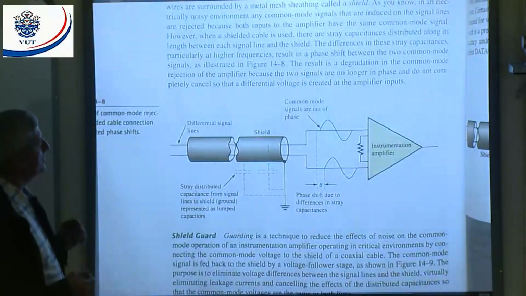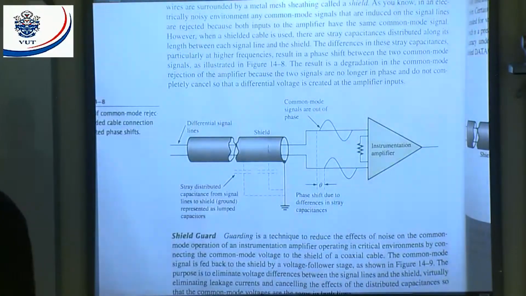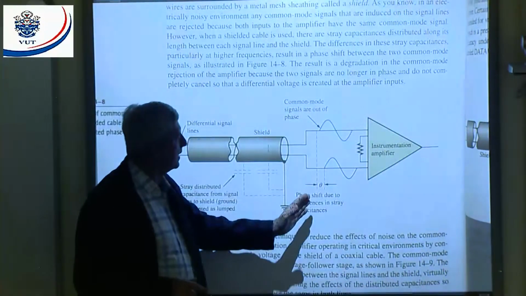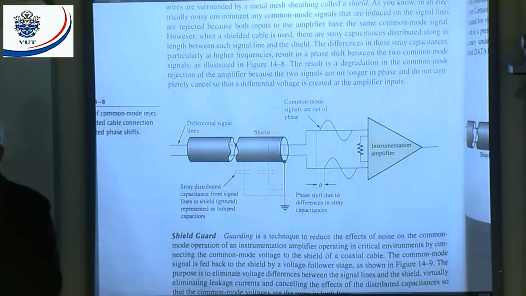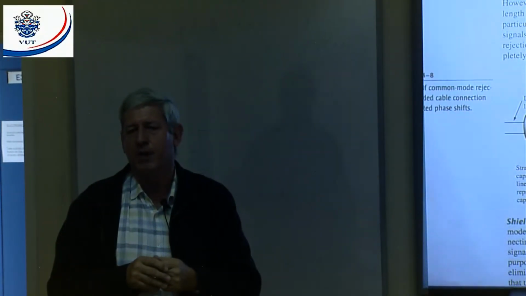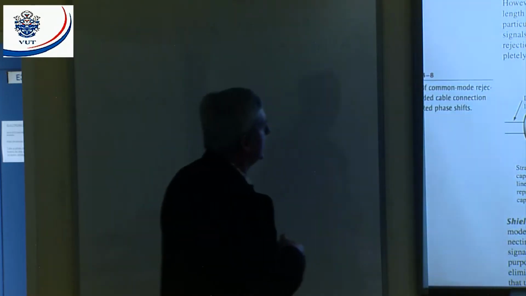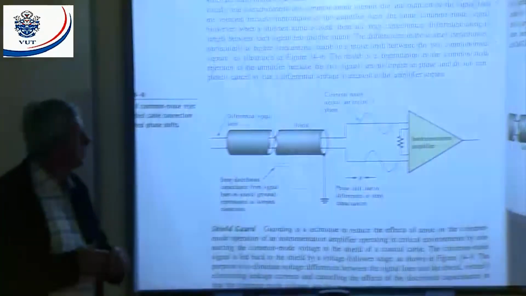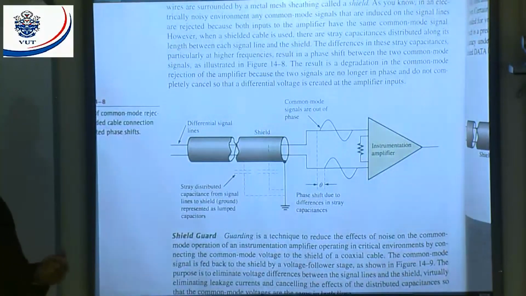Now, what will happen? Due to this capacitance, it will actually create a phase shift. That means my common mode signal is not going to be 100% in phase. And due to that phase shift, we will not have complete elimination of my common mode signals. That is one of the problems, and that will bring us to shield guard, because with shield guard we can basically eliminate that problem.